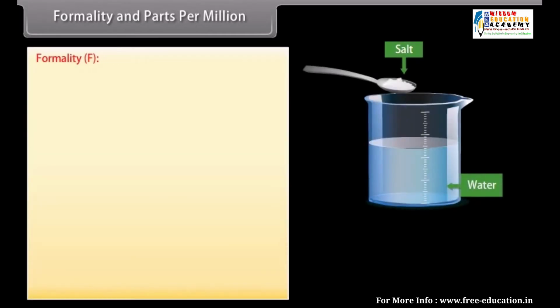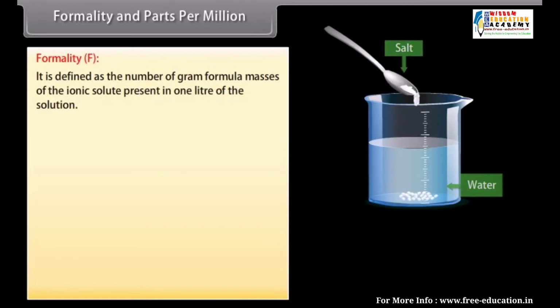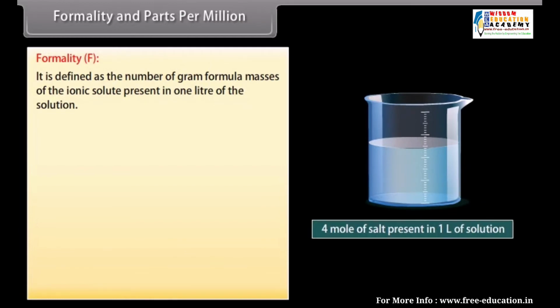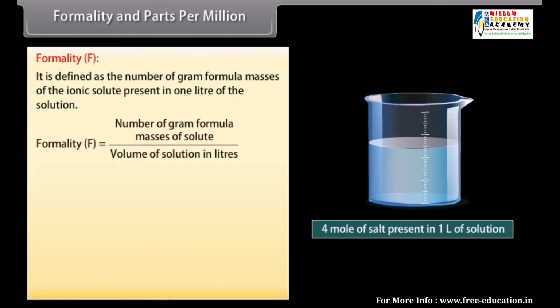Formality and parts per million. Formality is defined as the number of gram formula masses of the ionic solute present in 1 liter of the solution. It is represented by F.